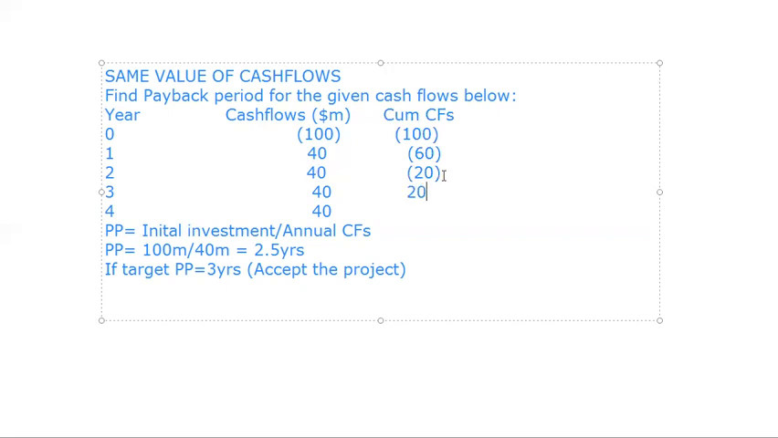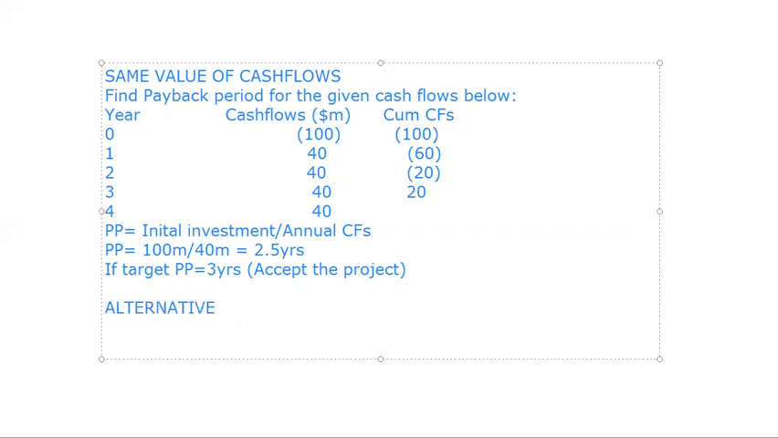Now the sign has changed from negative 20 to positive 20. So I'm just trying to show an alternative way of computing. We could have done it this way, alternatively. There's no need to complete the final year here. You could just complete it: 20 plus 40, you remain with 60, but it is of no use at all.